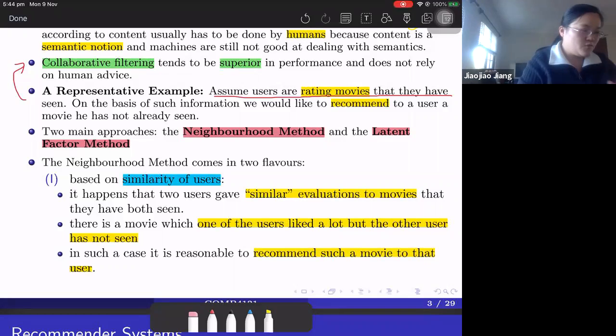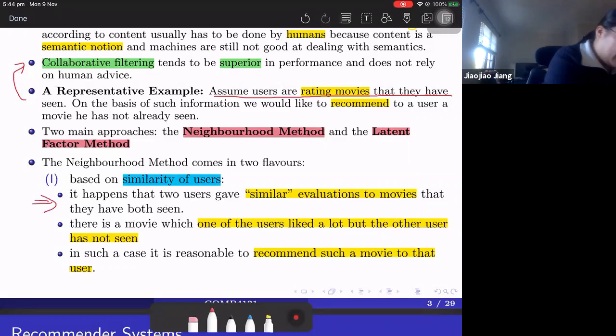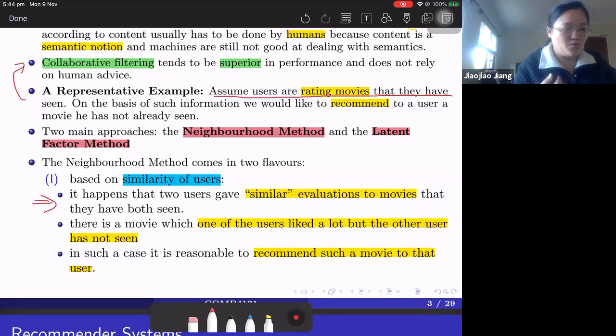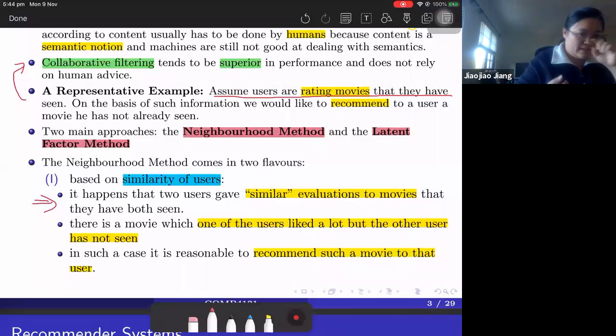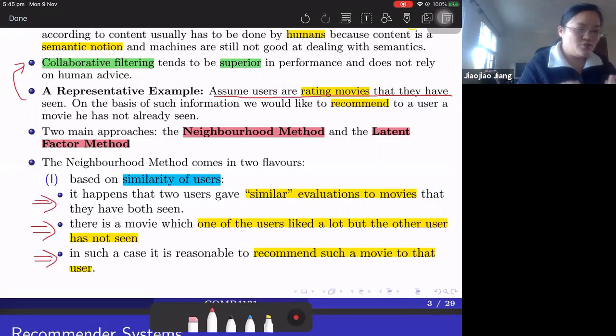So if two users are similar users, it happens that the two users gave similar evaluations to movies that they have both seen, right? If the two users are similar, they often give similar evaluations to movies that they have both seen. And now, if there is a movie which one of the users liked a lot, but the other user hasn't seen, then in this case, it is reasonable to recommend such a movie to the user who hasn't seen it. So this is based on similarity of users.